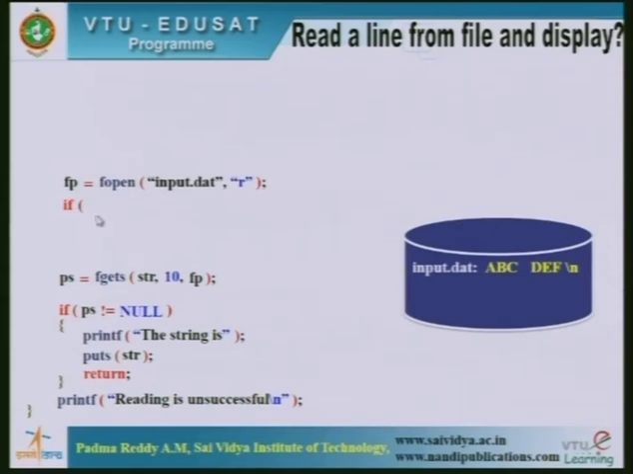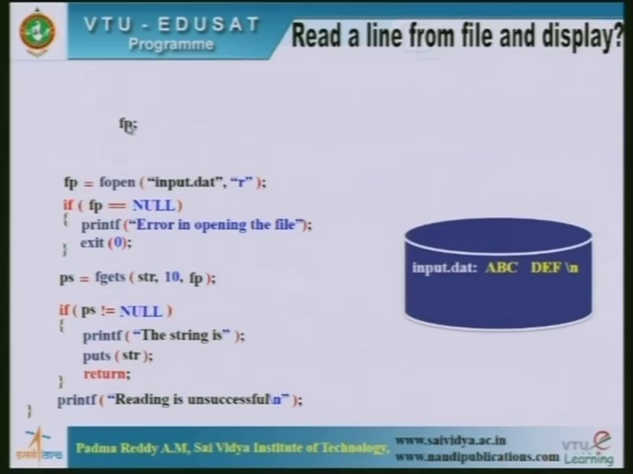So here we check whether fp is equal to null. If fp is equal to null, what is the meaning? There is an error in opening the file, and immediately we terminate the program. So these two statements must be executed whenever this condition is true. So what should I do? I enclose these two statements within the braces like this.